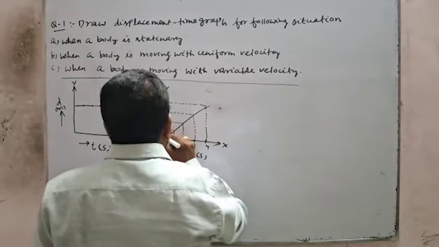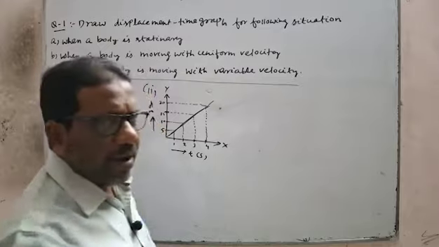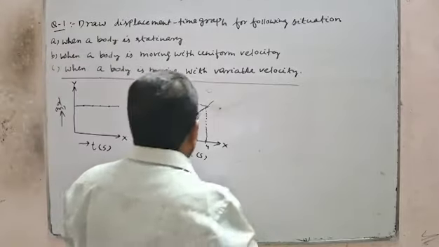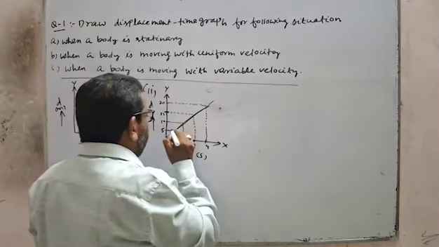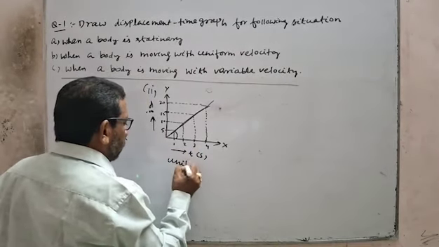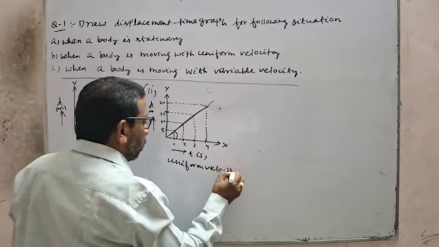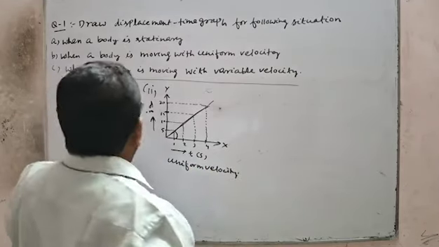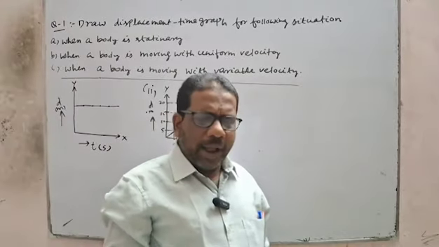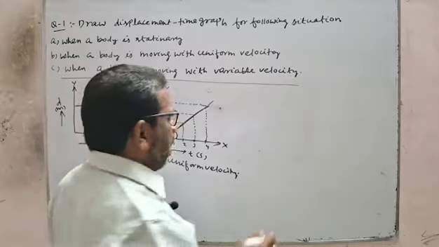If the dt graph is a straight line inclined at an angle with the time axis, then the body travels with uniform velocity. This is uniform velocity or uniform motion. And next we will draw when a body is moving with variable velocity.